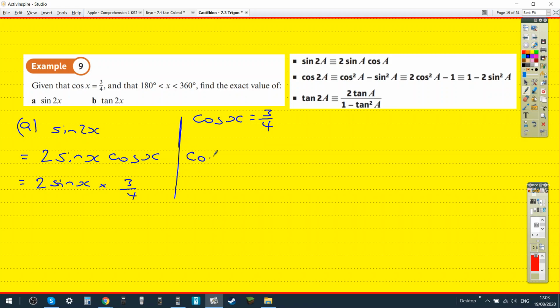What is cos squared x? One minus sine squared x. That's very true. And in this case, what is cos squared x? 3 over 4 squared. What is 3 over 4 squared? 9 over 16. Yes. So minus sine squared x is equal to 9 over 16 minus 1, which is minus 7 over 16. So sine squared x equals 7 over 16.